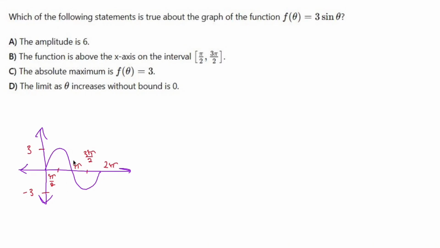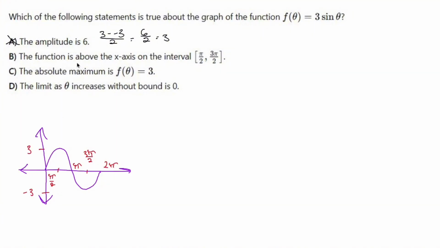Okay? So, we need to find the true statement. The amplitude is 6. Well, the way you find the amplitude is you take the maximum value, which is 3, and subtract the minimum value, which is negative 3, and divide that by 2. 3 minus negative 3 is 6. 6 divided by 2 is 3. The amplitude is 3, not 6. So that's not a true statement. And again, we can see that because the amplitude is half of the total height.